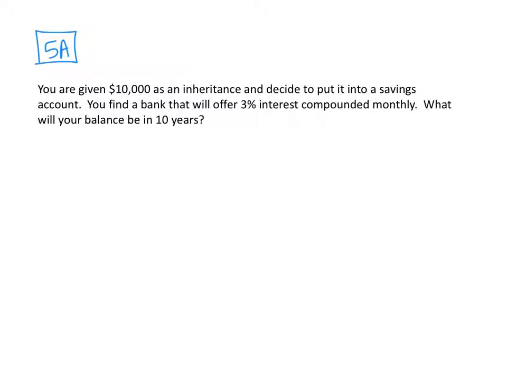Okay, so this is the type of problem you would see from Section 5A. You are given $10,000 as an inheritance and decide to put it into a savings account. You find a bank that will offer 3% interest compounded monthly. What will your balance be in 10 years?